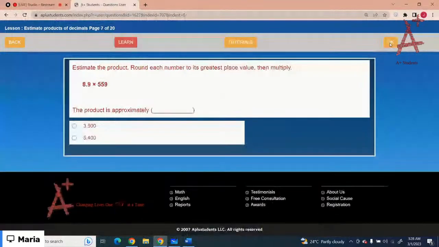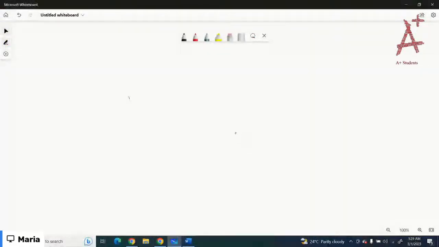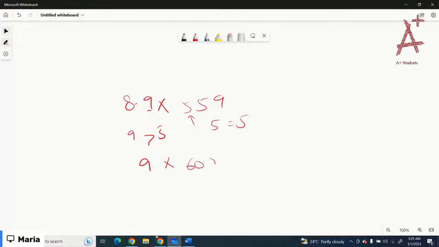Okay, the next one is 8.9 times 559. So just look at the first digit right after the decimal. 9 is greater than 5. Got it? That means you have to round up. So 8.9 is rounded to 9. Then you have 559. This is the digit that is at the hundreds position, and the next one is 5. 5 is equal to 5. You have to round up, so it would be rounded off to 600.